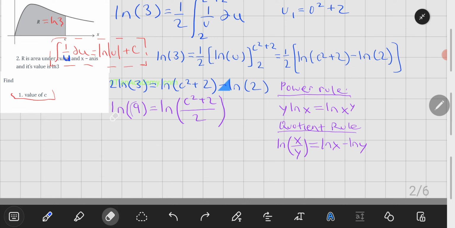And if we take the exponential of both sides, we can simply evaluate for the value inside the expression, so that we get 9 is equal to c squared plus 2 divided by 2. If we multiply both sides by 2, we get 18 is equal to c squared plus 2, and subtracting 2 from both sides, we get c squared is equal to 16. If we take the root of both sides, we get that c is equal to plus or minus 4. And since we are evaluating for a c that is greater than 0, c cannot equal -4, so we must conclude that c is equal to 4.